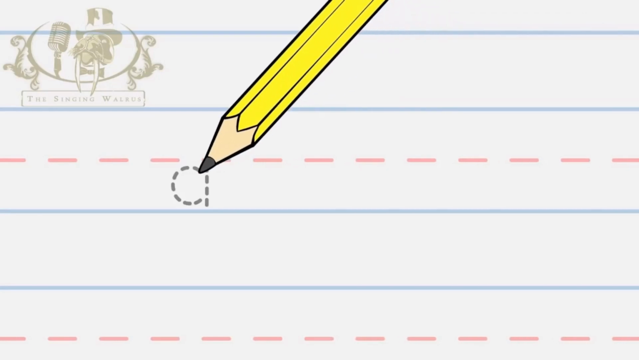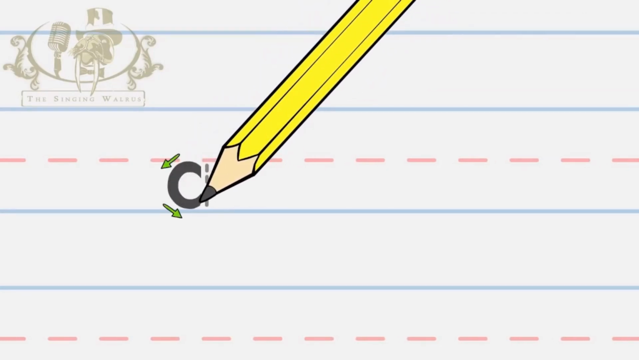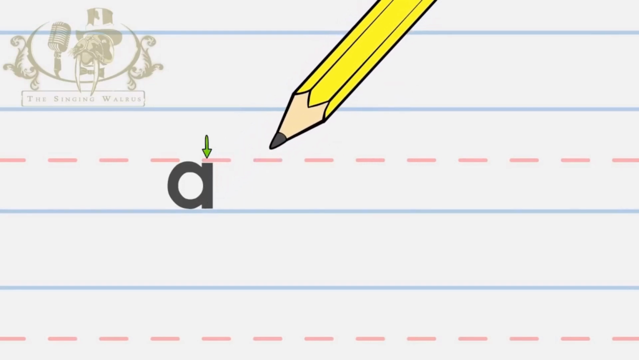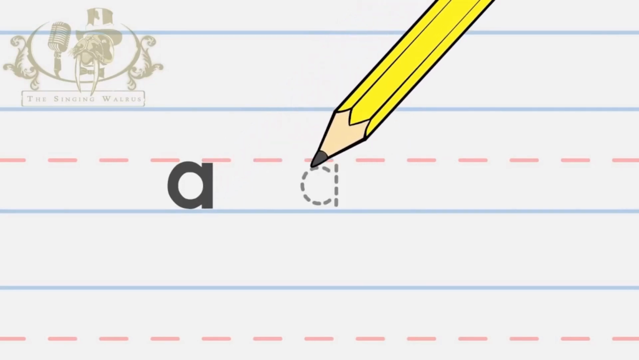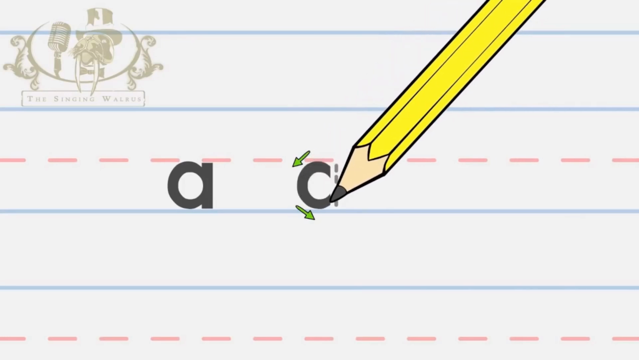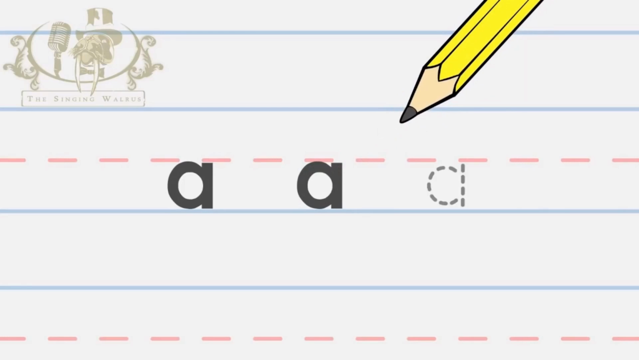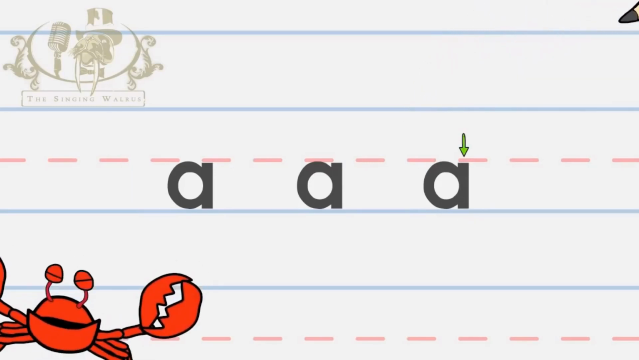Start in the middle and go all the way around. Next, go up and then down. Let's try it again. Around, up, and down. Now you try. Now, check if you did it right. Well done! Now you know how to write the letter A.